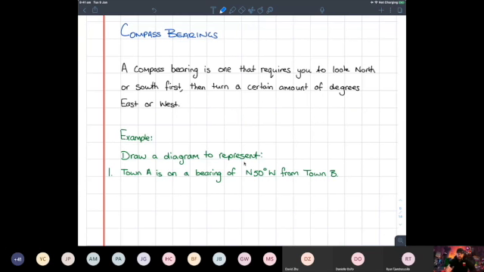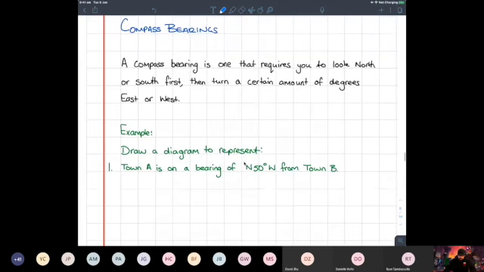from our starting point, you look north or south first. So wherever you're, say, starting from, your first thing you need to figure out is, am I looking north or am I looking south? Once you know that part, you then need to figure out how many degrees are you turning, and are you turning east or are you turning in a west direction? All right. So it's always look north or south first, then rotate degrees either east or west.